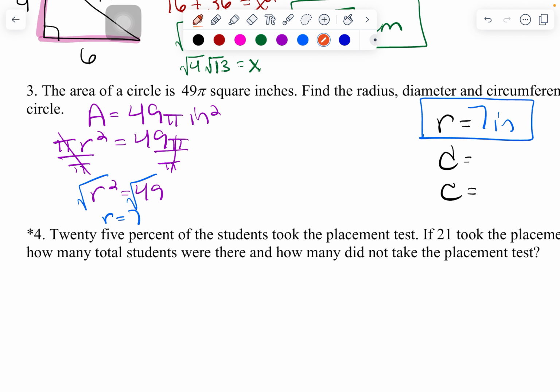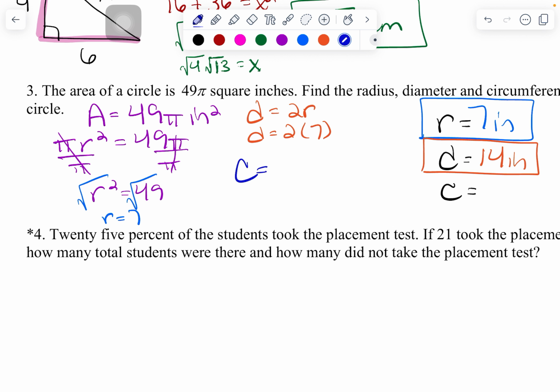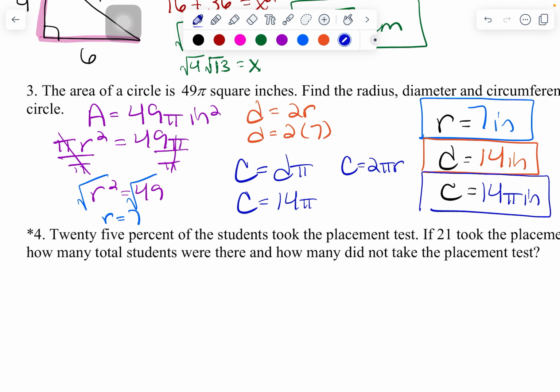If you know your radius, the diameter is 2 times the radius. So the diameter is going to be 2 times 7, so that's 14 inches. And then circumference, 2 different formulas. We'll just go with the one that's d pi. You could also do circumference is equal to 2 pi r. In either case, diameter is 14, so we'll do this as 14 pi inches. Radius, diameter, and circumference are all just measurements of length, and so the unit, in this case inches, is what you use for your answers.